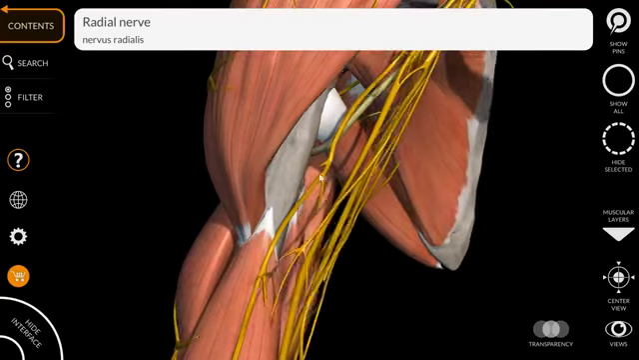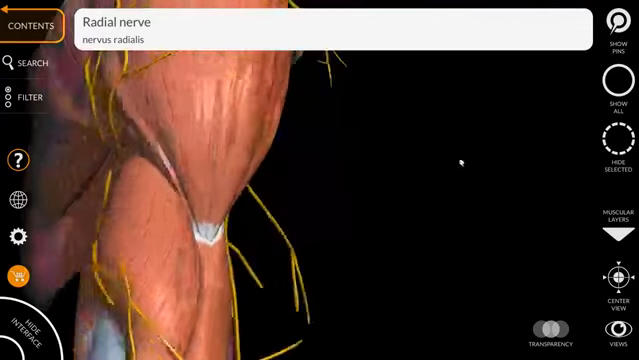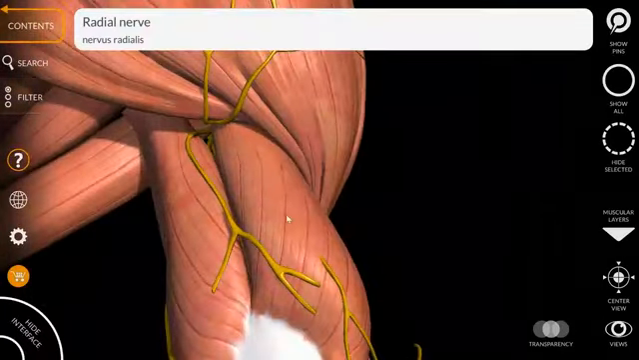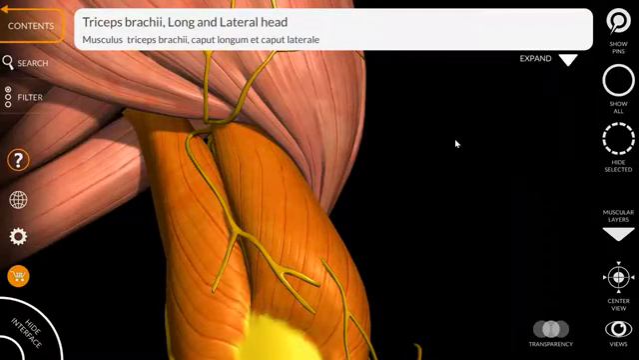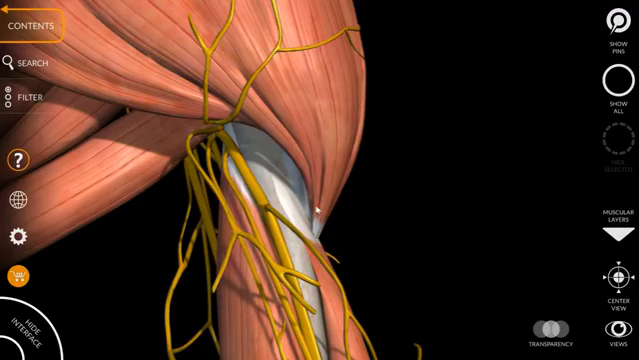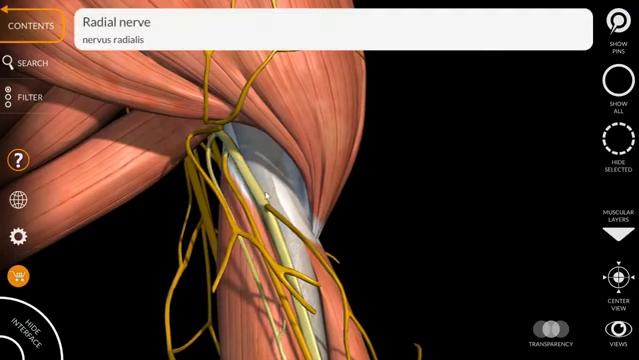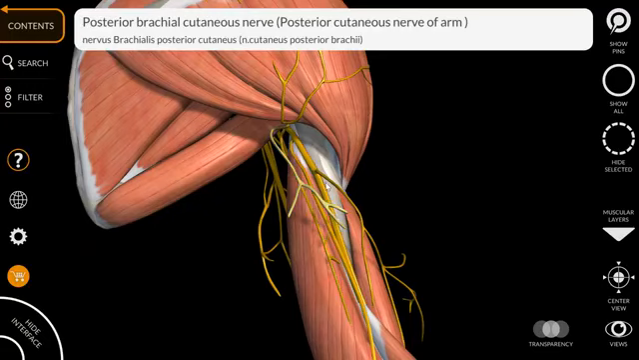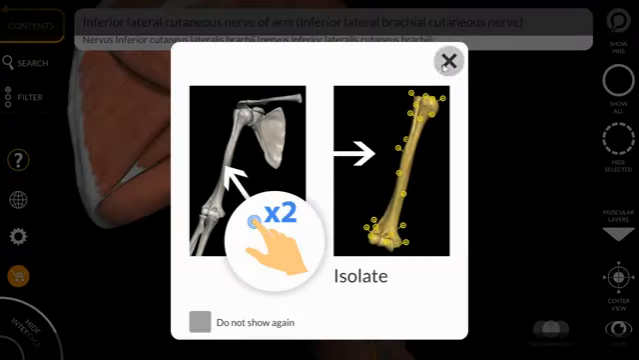Now I am turning the model posteriorly. Okay? Posteriorly, because of the muscles, you are not able to see this. So I am going to remove this triceps. And you can see here that this is the nerve, which is radial nerve, coming to the radial groove of the humerus. Okay? It is coming in the radial groove of the humerus, will travel posteriorly, and you can see here that it is giving cutaneous branches.